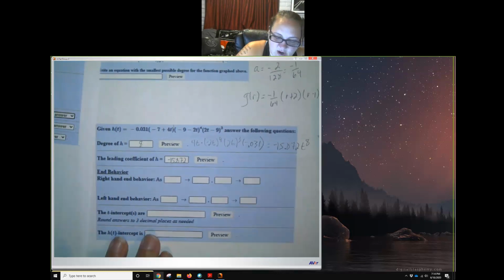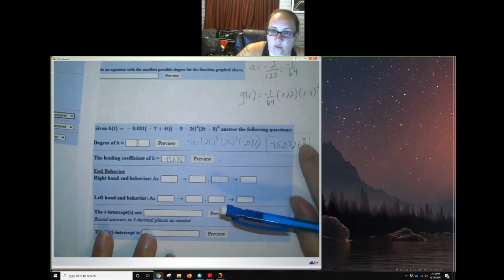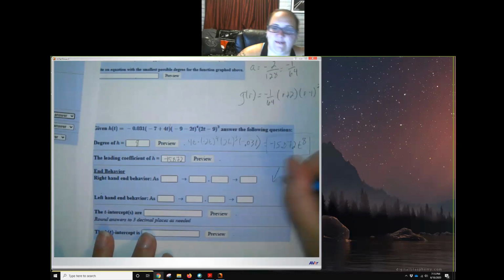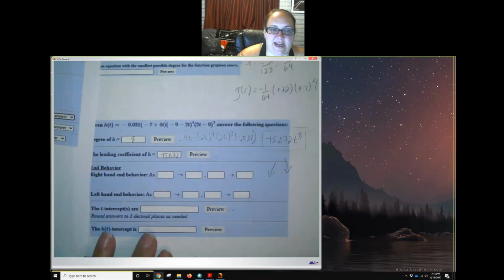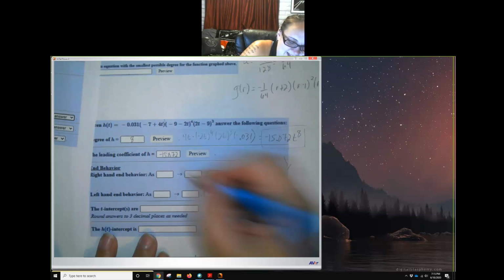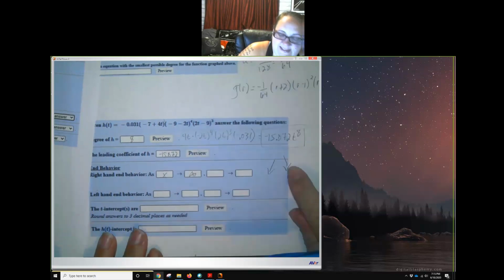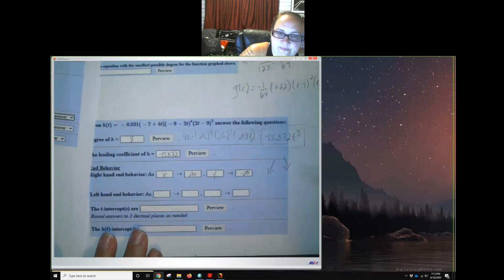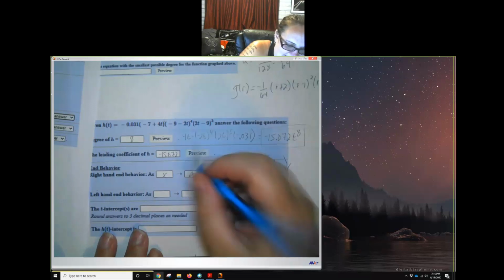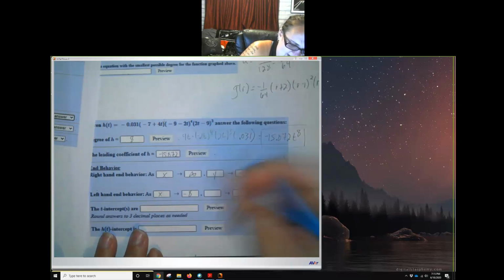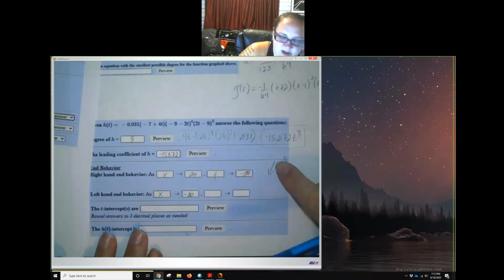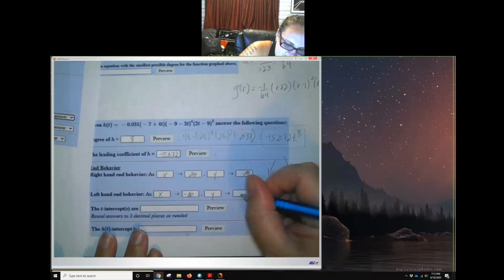And now that I have my whole leading term, this is even degree with a negative leading coefficient. So that means my end behavior would look like that. Down on the left, down on the right. So as x goes to infinity on the right side, y goes to negative infinity. And as x goes to negative infinity, why did I write an 8? On the left side, y also goes to negative infinity.